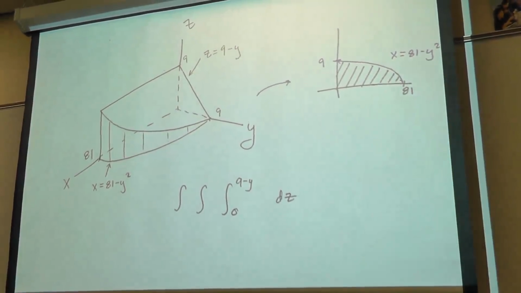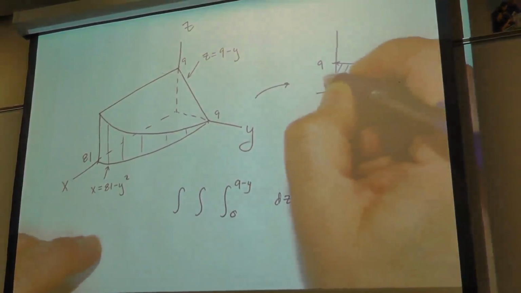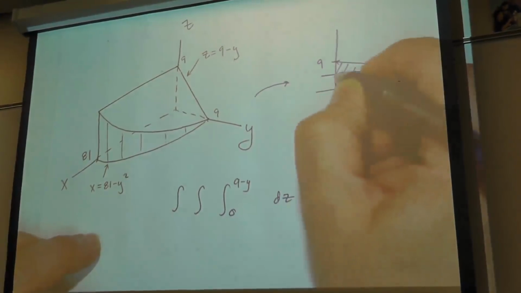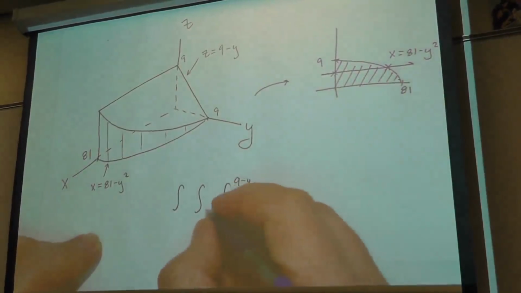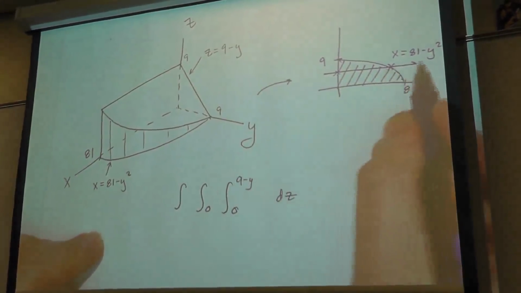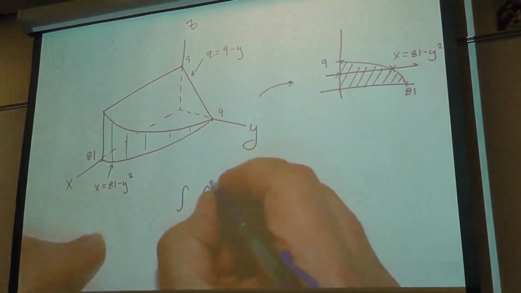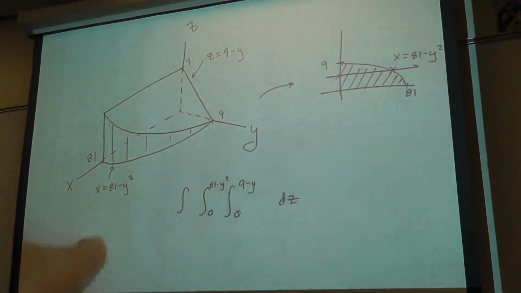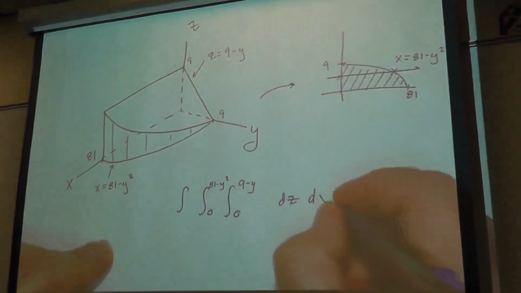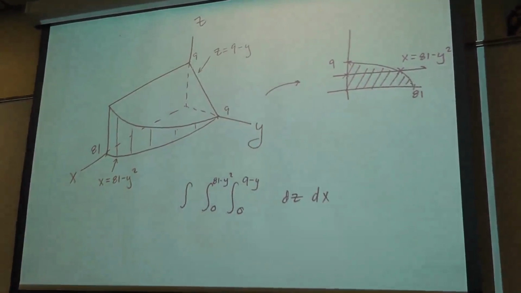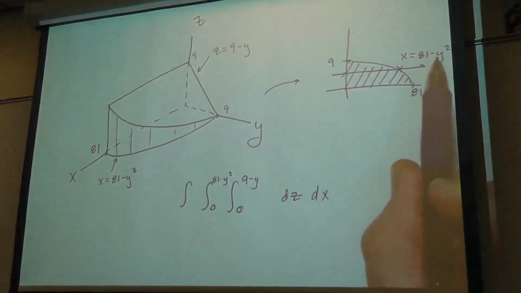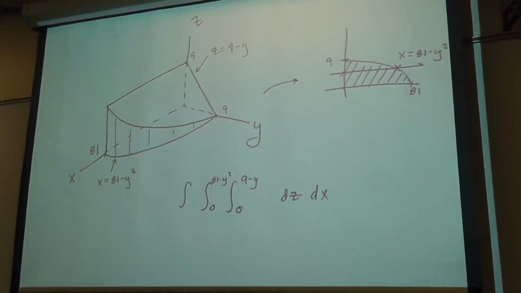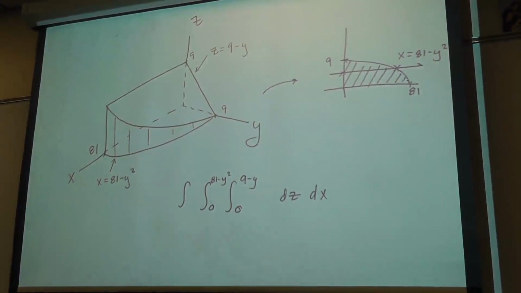If you go in the x direction, you've got a consistent entrance and exit, no matter where you draw that x direction ray. You enter at x equals 0, you exit at x equals 81 minus y squared. So that's why I would recommend the x direction next. You could do y if you wanted to, but you're just going to have to solve this for y. y would be the square root of 81 minus x. And maybe that's not too bad for the integration. You have to wait and see.